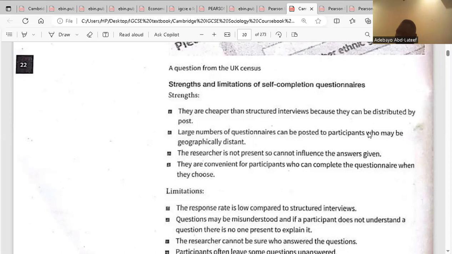The third one, the researcher cannot be sure about who answered the questions. The researcher would have addressed the questions to you, knowing fully that you are supposed to answer them, but you might give it to someone else to do. So the researcher is not certain that you are the one that answered the questions. Clear? The last one, participants might leave some questions unanswered. So the ones you don't understand, you might just leave and submit it like that. Which is not good because you needed the information.